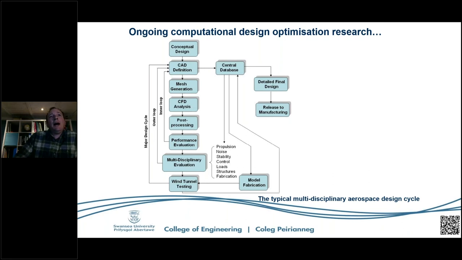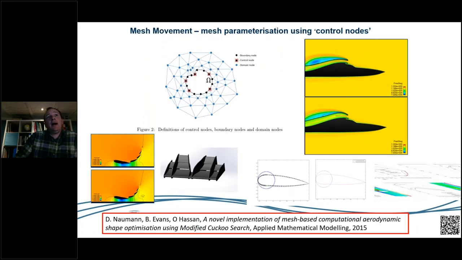So inspired by some of the work we did on Bloodhound, and to solve particular problems related to Bloodhound, I've been working on a series of projects developing automated computational optimization methods based on trying to solve the problem of how you parameterize a complex geometry based on the CFD grid itself. And using this method, we solved some quite interesting problems.